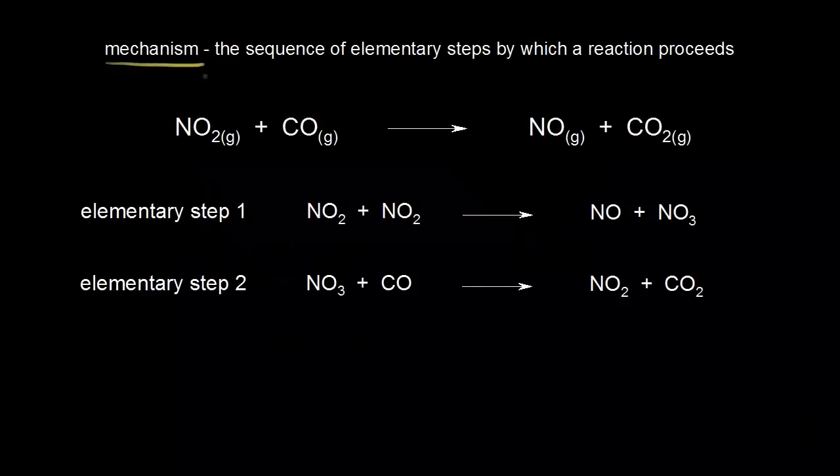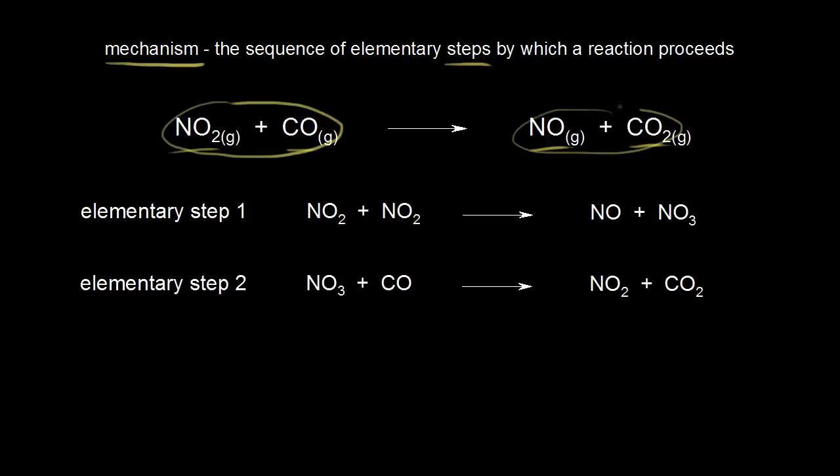A mechanism is the sequence of elementary steps by which a reaction proceeds. So if we look at this reaction, here we have nitrogen dioxide plus carbon monoxide, giving us nitric oxide and carbon dioxide. Our two reactants don't go to our products in one step. There's a sequence of elementary steps by which the reaction proceeds. There's a mechanism for this reaction. And one possible mechanism for this reaction shows the mechanism in two elementary steps.